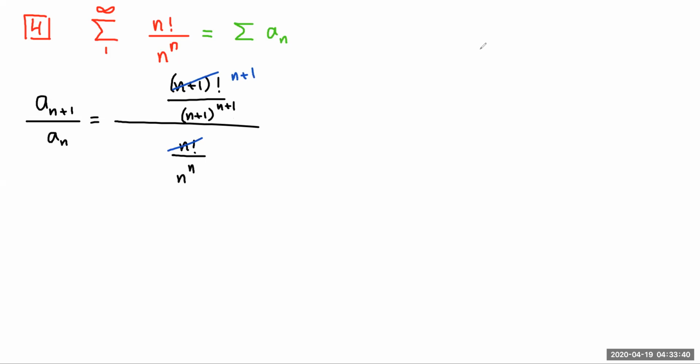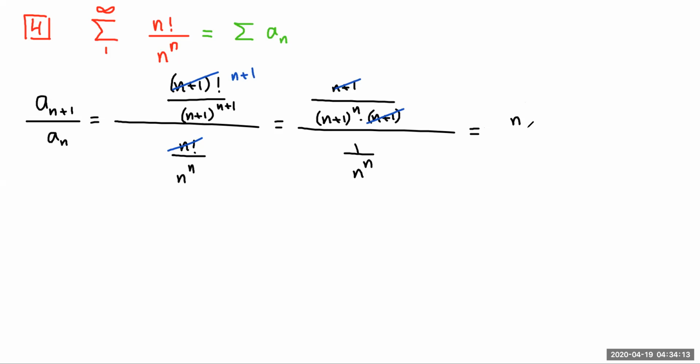So let's write here, I have n plus 1 up over n plus 1 power n plus 1, which could be written as n plus 1 power n times n plus 1, over 1 over n power n. So we can also cancel this term with this term. So after cancellation, I will have n power n over n plus 1 power n. So all of that power n.